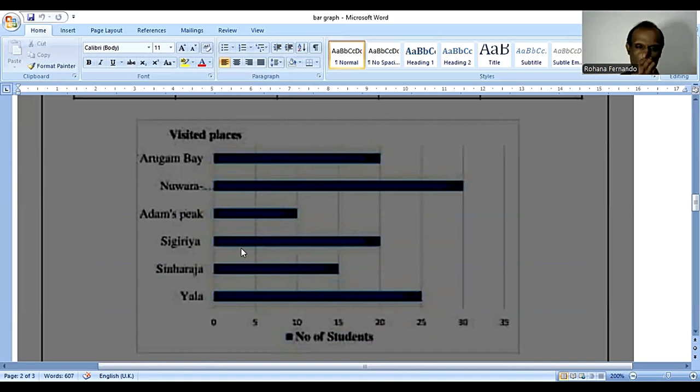Okay, here in the previous graph, the number of students were given in the vertical axis, but instead of that, it's given now in the horizontal axis. Whereas the places are now given in the vertical axis. Actually, there's absolutely nothing to worry about. The same information, but only the graph is rotated 90 degrees to the right.